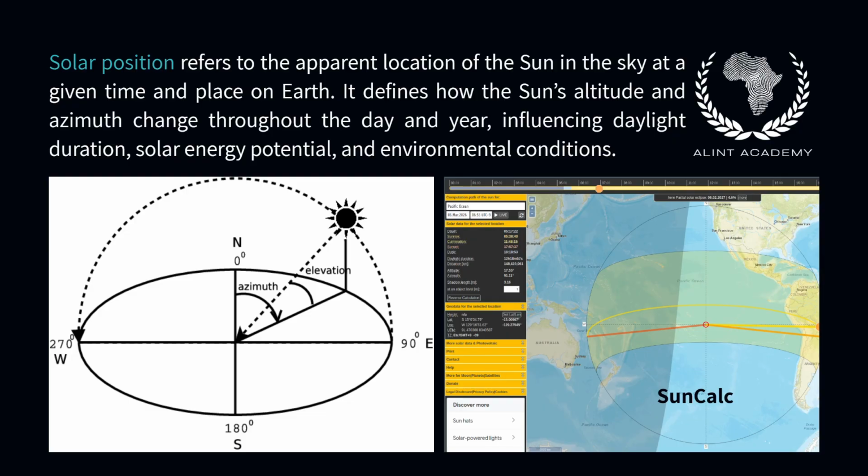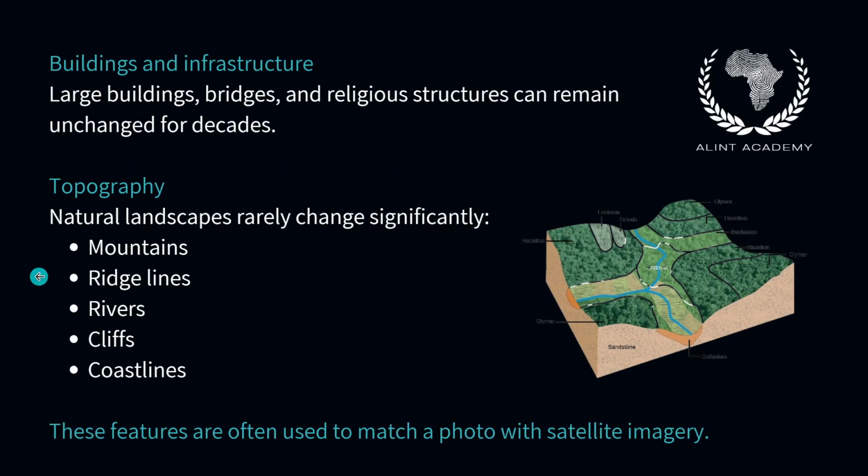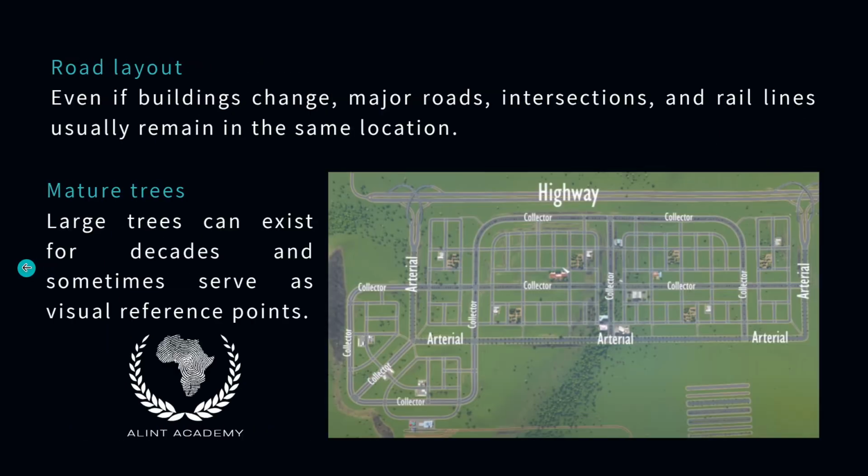A key strategy in OSINT is focusing on stable elements. Large buildings, bridges, and religious structures often remain unchanged for decades. Natural topography, such as mountains, rivers, cliffs, and coastlines, is highly reliable for matching images with satellite data. Road layouts, including major intersections and rail lines, usually remain consistent even as cities develop. Mature trees can also serve as long-term visual reference points.